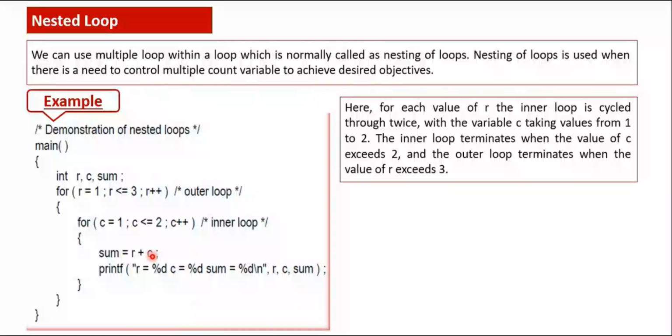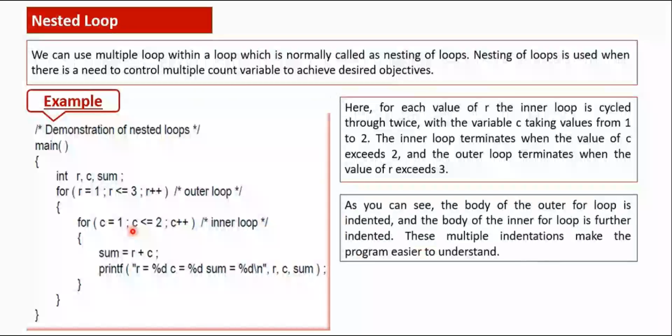Okay, so here for each value of R, the inner loop is cycled through twice, with the variable C taking values from 1 to 2. The inner loop terminates when the value of C exceeds 2. That means C starts from 1, a maximum of twice, and the outer loop terminates when the value of R exceeds 3. That means the third time.